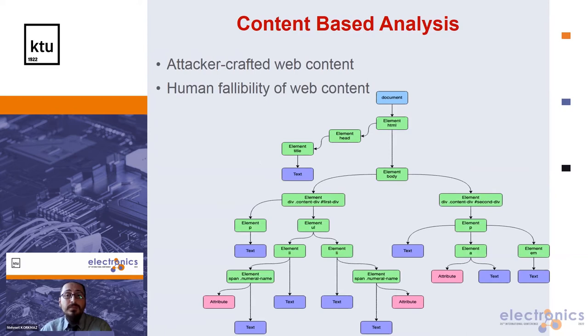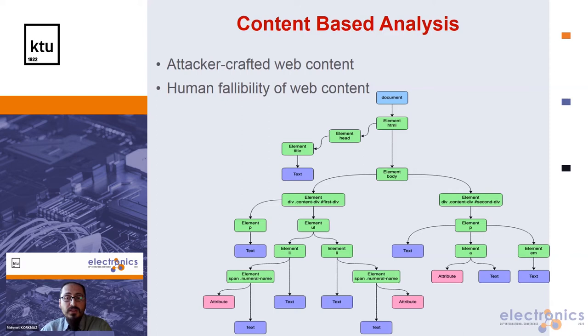Content-based analysis. Website content basically consists of HTML, CSS, JavaScript codes, images, videos, and texts. Harmful content also deceives users by using them. It comes in two categories. The first category, attacker-crafted web content. This is the malicious one. And the second one, human fallibility of web content. And this means the phishing one. Attacks about phishing content are highly prevalent in today's web.